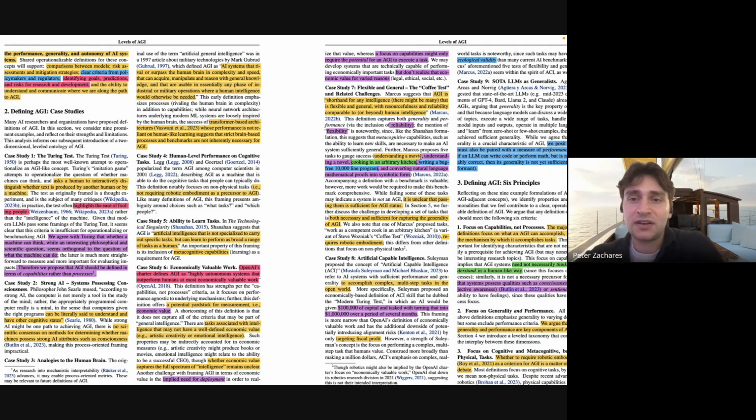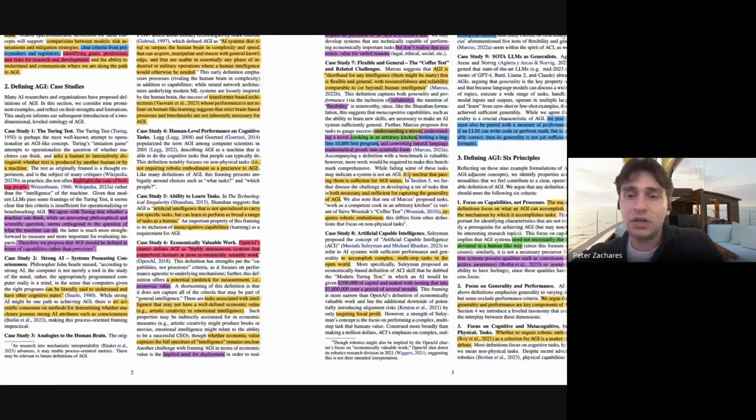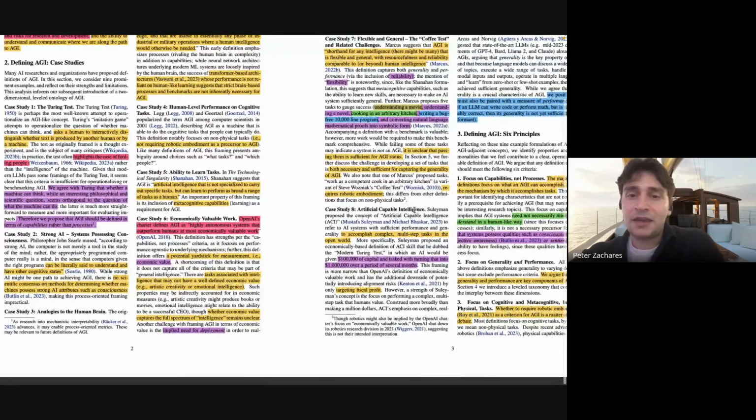And the benchmarks that are suggested by one person are understanding a movie, understanding a novel, cooking in an arbitrary kitchen, writing a bug-free 10,000-line program, and converting natural language mathematical proofs into symbolic form. So that's just a set, but you can see these are very high-level tasks that the system will be able to accomplish. And then the eighth example is artificial capable intelligence.